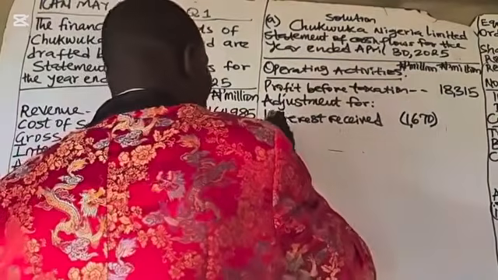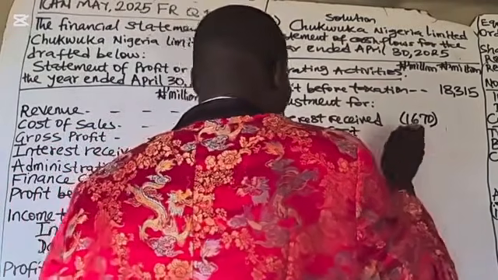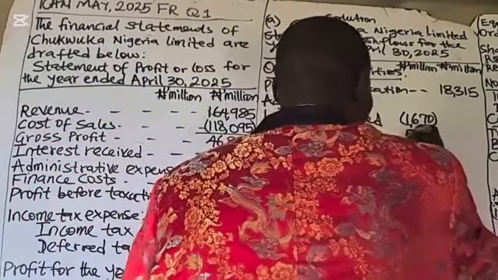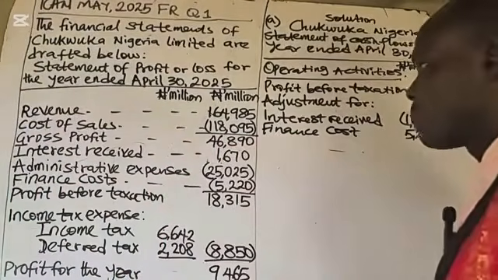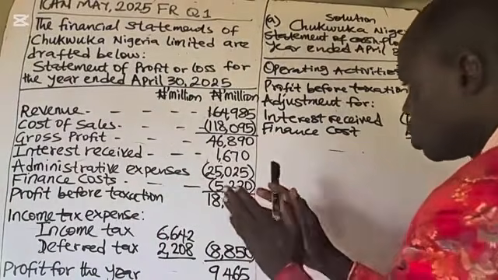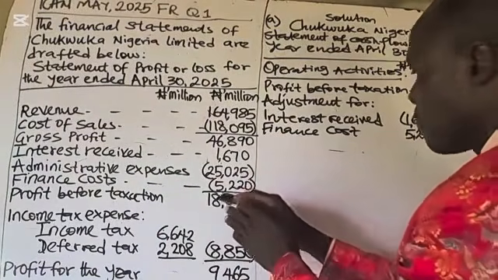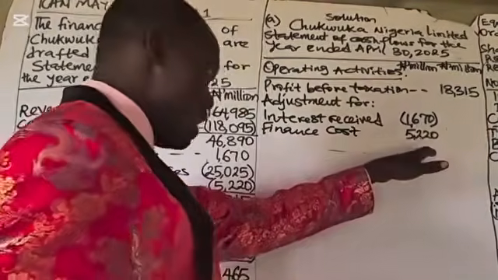5,220. Finance cost. That is interest expense. Finance cost 5,220, you know, was deducted in the course of preparing the statement of profit or loss. That means it has led to the reduction in the profit before tax. That is why the finance cost is to be added.